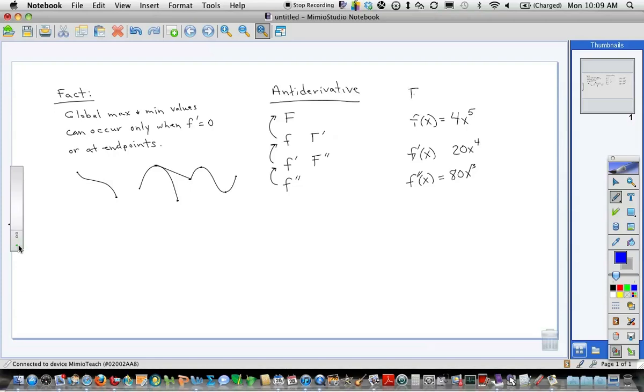What would big F of x be then? 2/3 x to the 6th, right? Now, so it's a little more different.